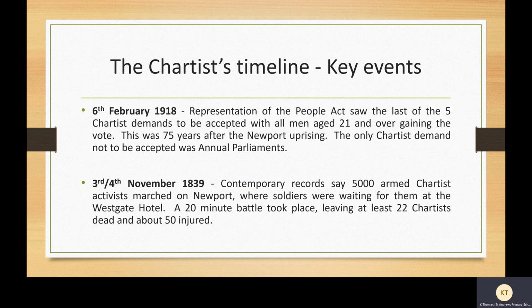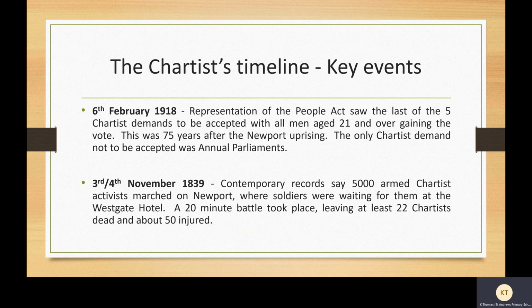On the 6th of February, 1918, Representation of the People Act saw the last of the 5 Chartist demands to be accepted, with all men aged 21 and over gaining the vote. This was 75 years after the Newport Uprising. The only Chartist demand not to be accepted was annual parliaments.